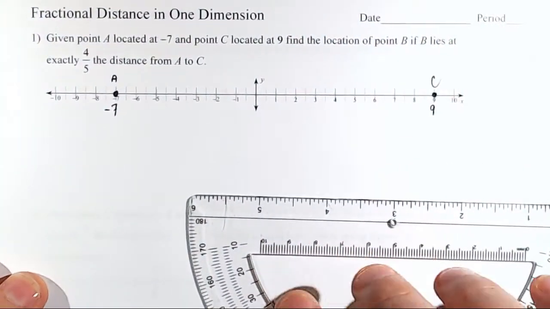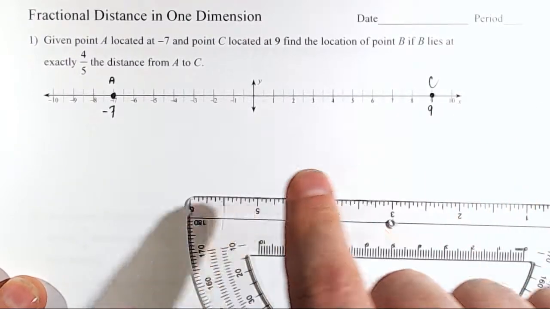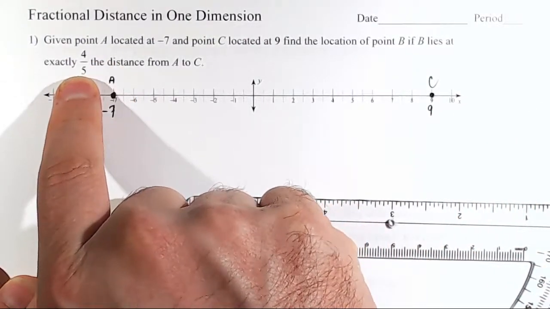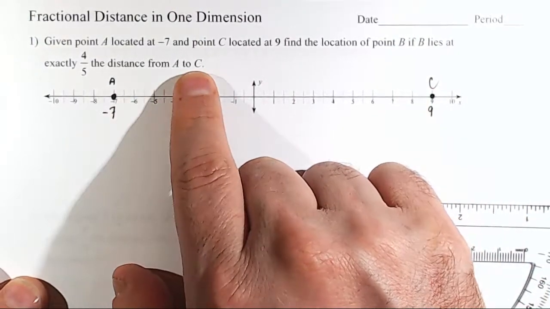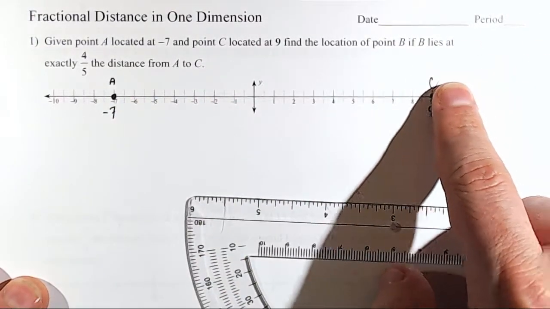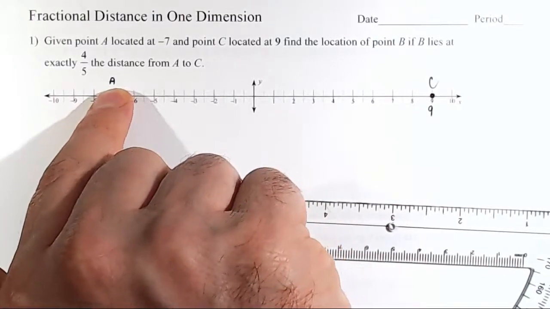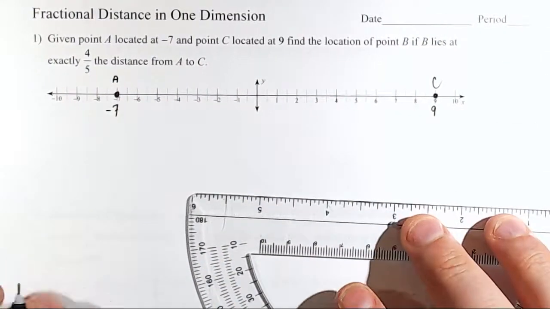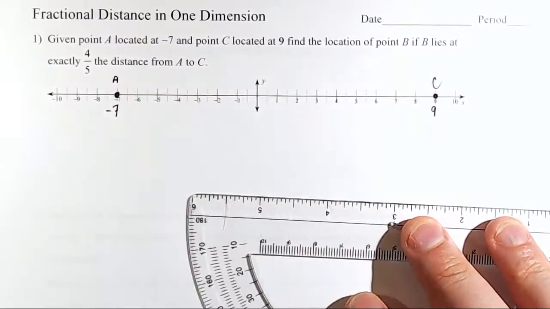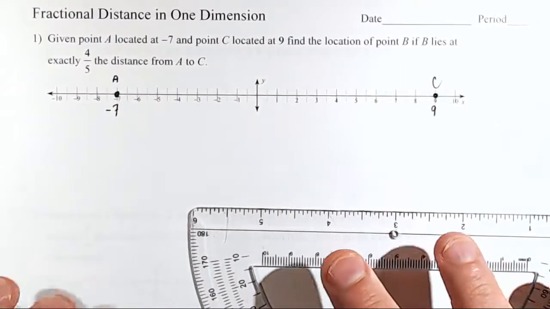And what we want to find is point B, where point B is 4/5 the distance from A to C. If it had said from C to A, I would have moved my finger this direction, but I'm going to start here and move this way. 4/5 the distance, so we'll almost be to C, somewhere over here. All right, how do we do this?